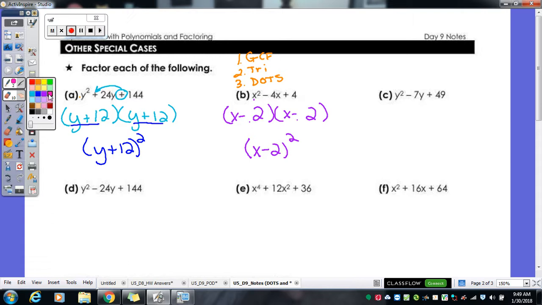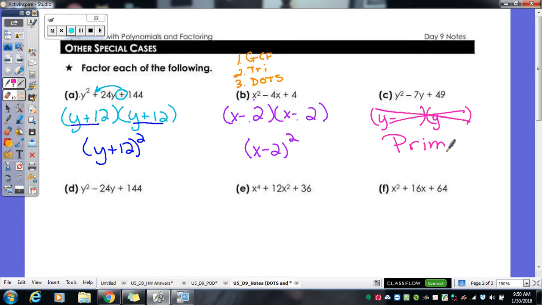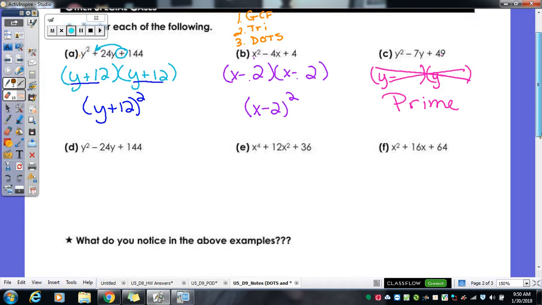All right, C, GCF. No, but we have 3 terms, so I'm going to start my little trinomial here. Signs are going to be same or different? Same, both going to be plus. And then what multiplies to 49 but adds to give you 7? That would give me a 14. 7 times 7 is 49, but 7 plus 7 is 14. Prime, that one's not going to work. Because 49, other than 7 times 7, your only other option is 1 times 49, which would not give you a 7 in the middle. There's no way to get that middle term of 7.